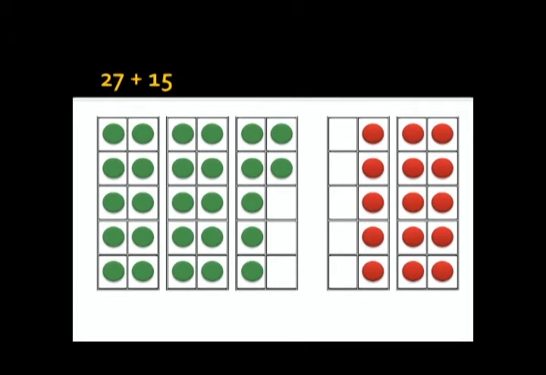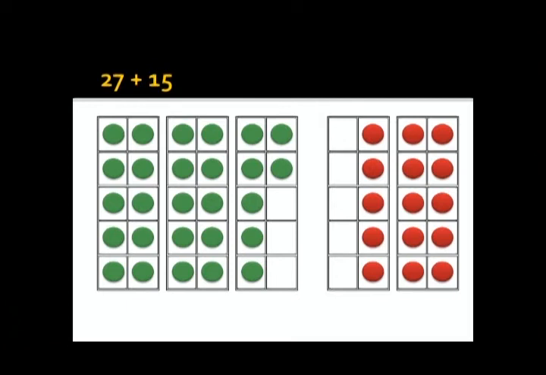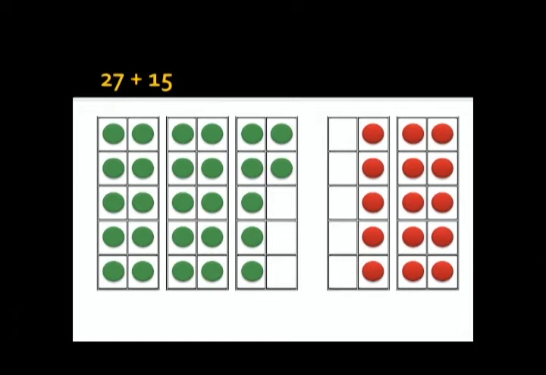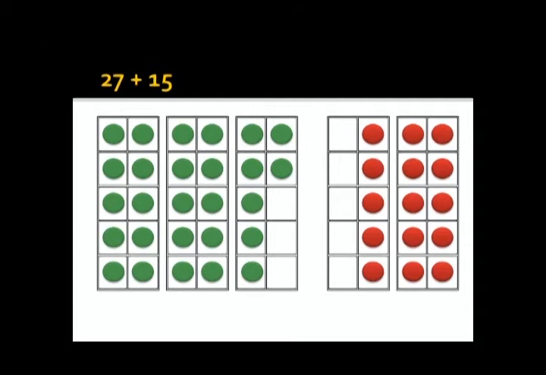Here we have bigger numbers we're working with. 27 plus 15. The green counters represent the 27. The red counters represent the 15. For 27, we have 3 frames we're working with. For 15, we have 2 frames we're working with. Now, which is easier to form a tens frame here? We have 7 ones where 27 is illustrated, and we have 5 ones where the 15 is illustrated on that side. Now, which is easier?